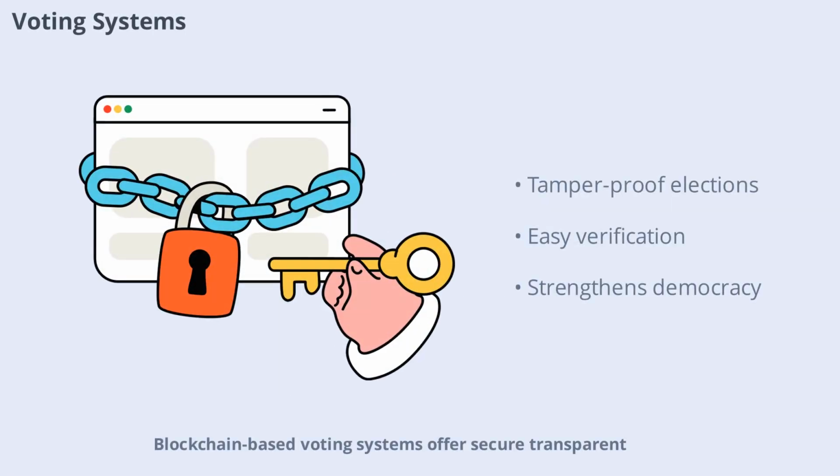Blockchain-based voting systems offer secure, transparent, and tamper-proof elections. Each vote is recorded as a transaction, making it easy to verify results and prevent fraud. By increasing transparency and trust, blockchain can help strengthen democracy and ensure fair elections.